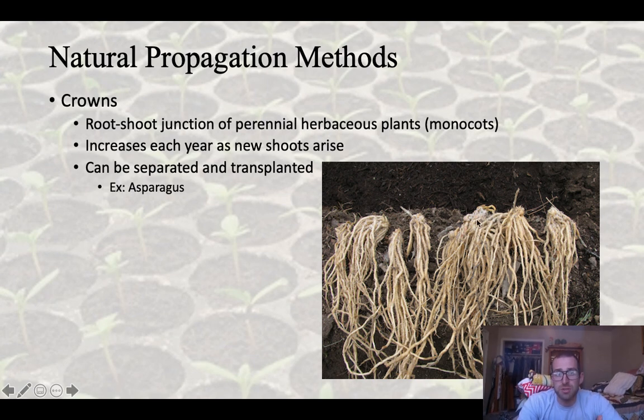This becomes storage material throughout the winter and then provides energy for the new shoot system to develop. Well, these crowns can be separated and transplanted, right? We can see this with asparagus. I do a lot of work along beaches and American beach grass. We separate the crowns of those when we're trying to propagate new beach grass.